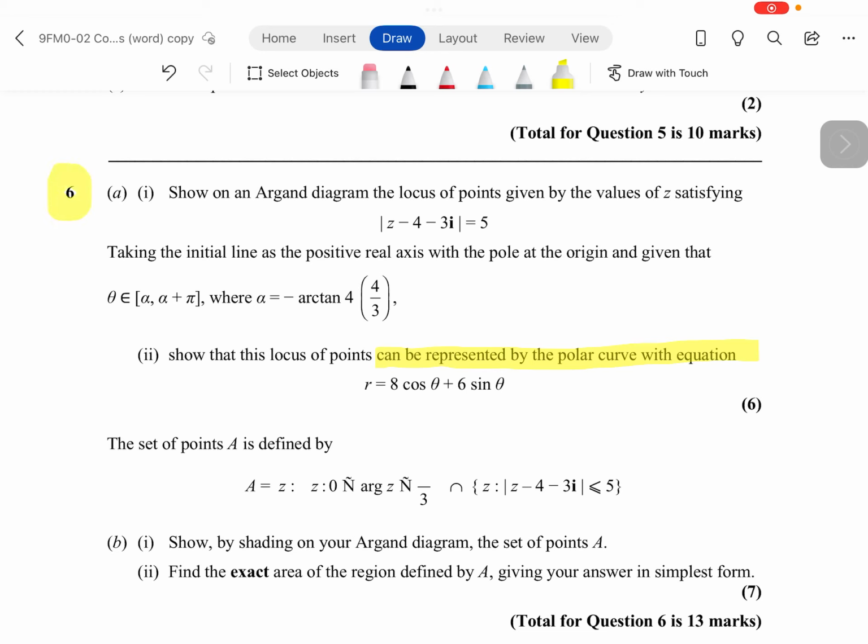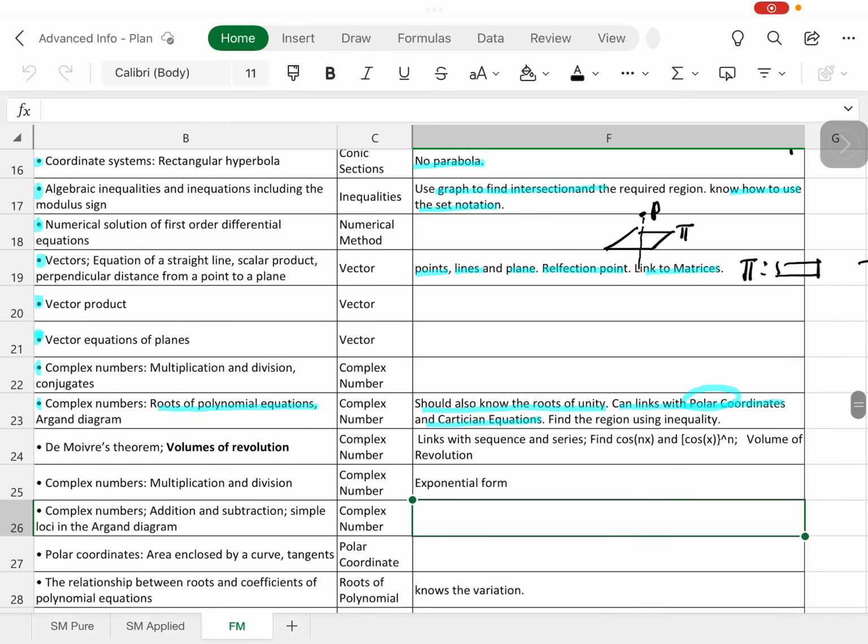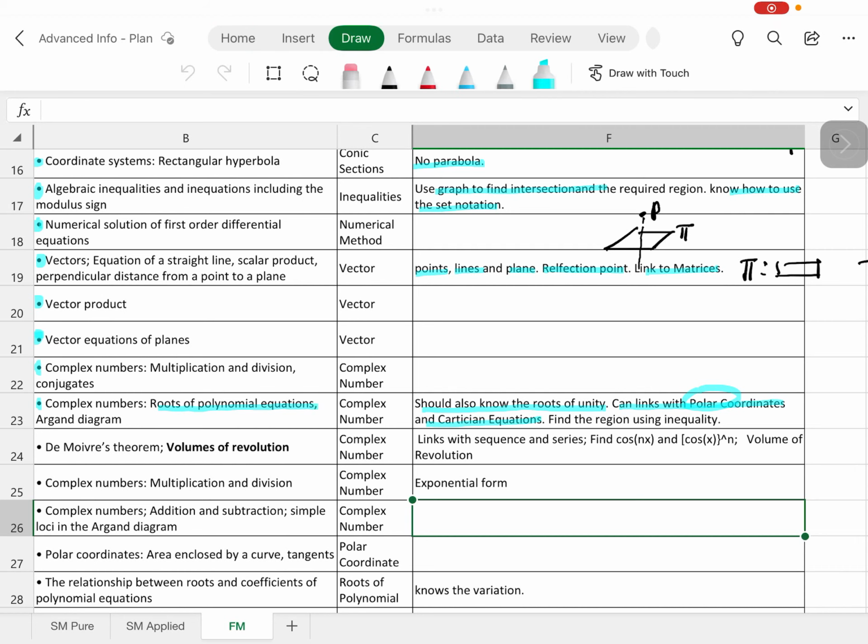Yeah, so have a look at this question. Question 6, CP2 paper sample, Edexcel sample papers. So that's this. And finding the region using inequality, same thing. You need to be able to use set notation. So that's that. Next one, de Moivre's theorem and volume of revolution.